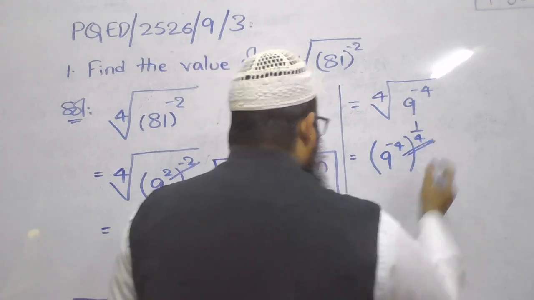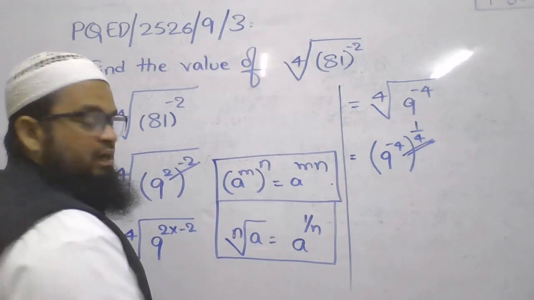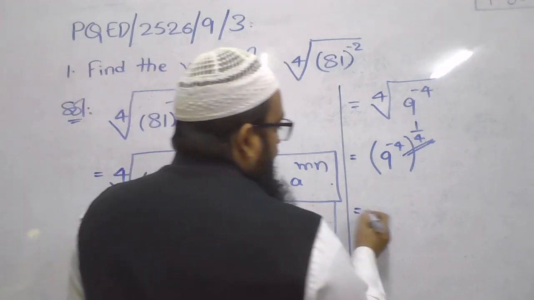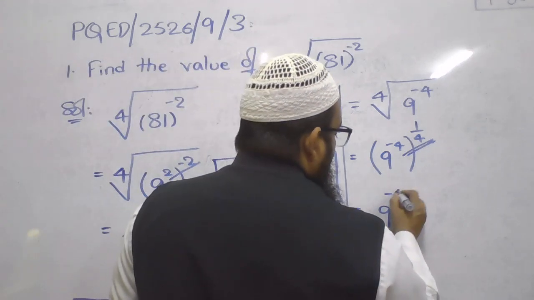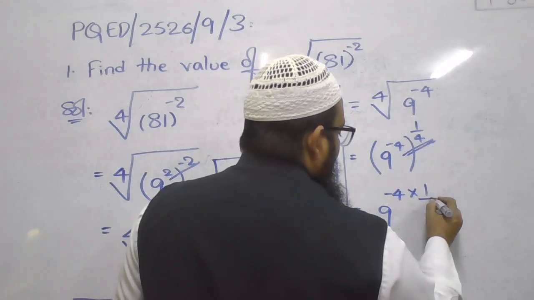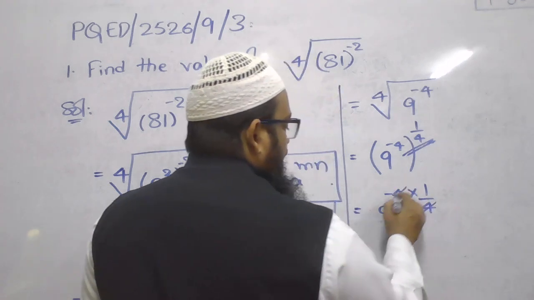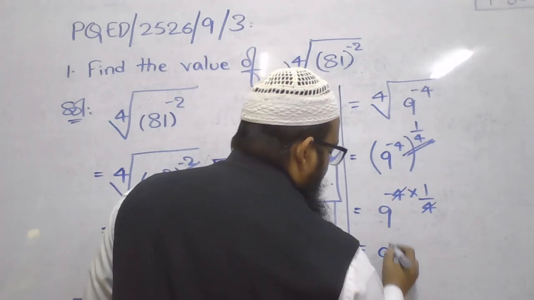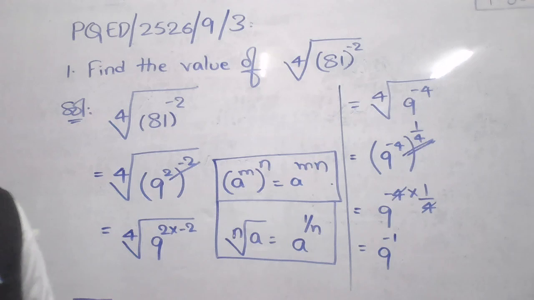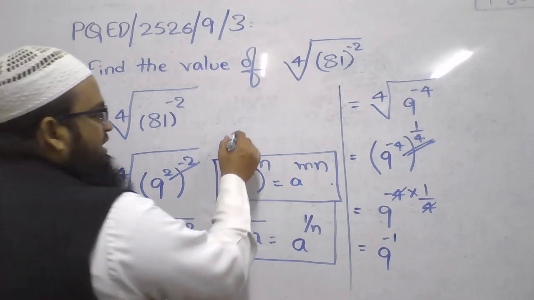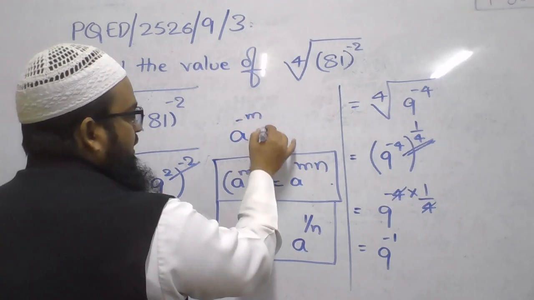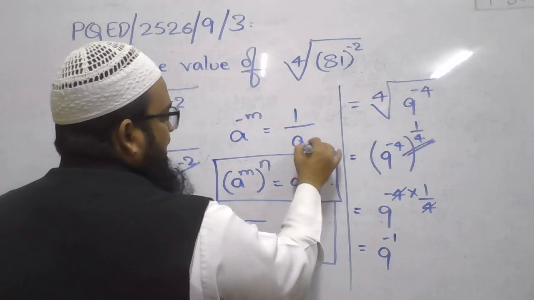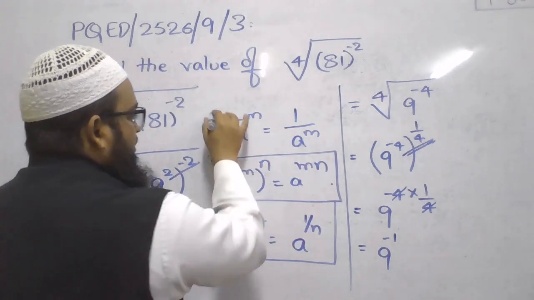So now it is power over power. Using this law of exponent, what do you do? 9 to the power of minus 4 multiplied by 1 by 4. Now 4 and 4 get cancelled. So what is left out? 9 to the power of minus 1. And when you have a negative power, a to the power of minus n, we can write it as 1 by a to the power of n. Is it right?